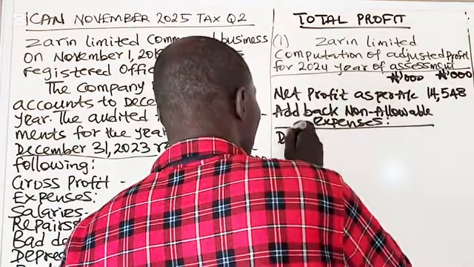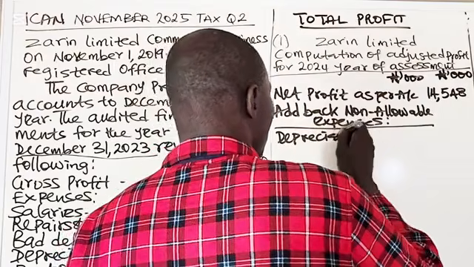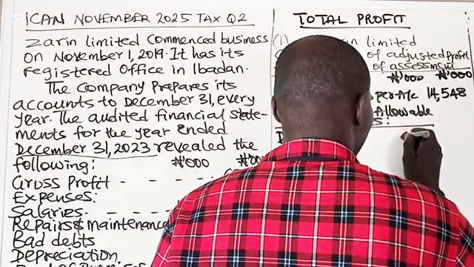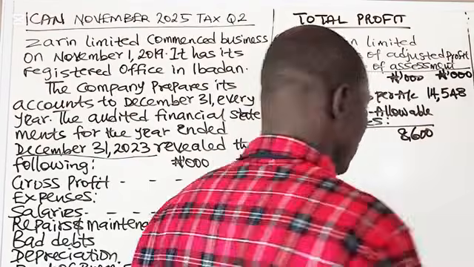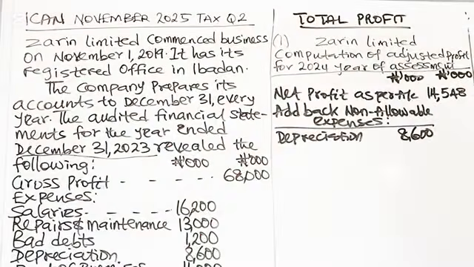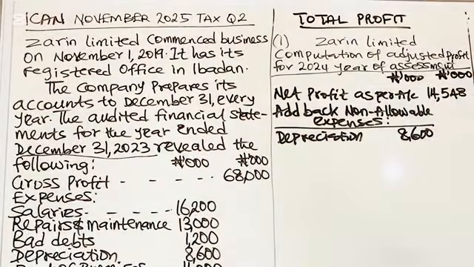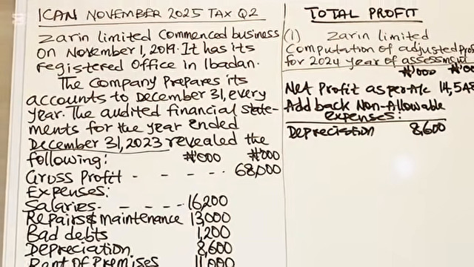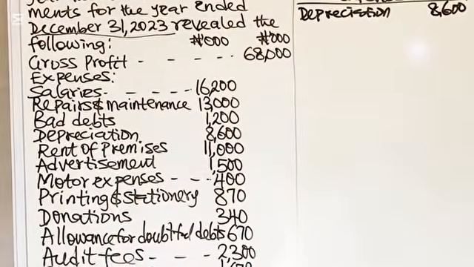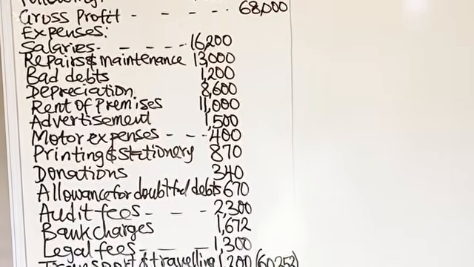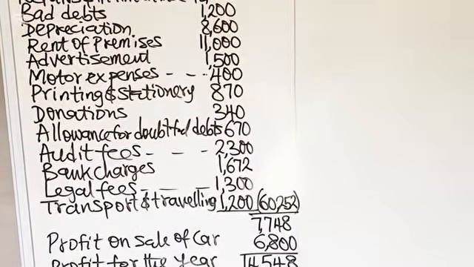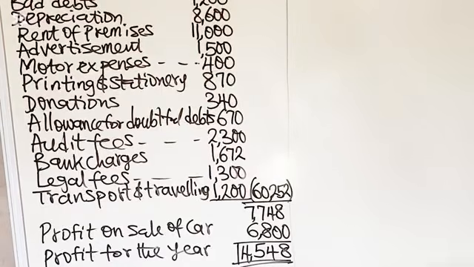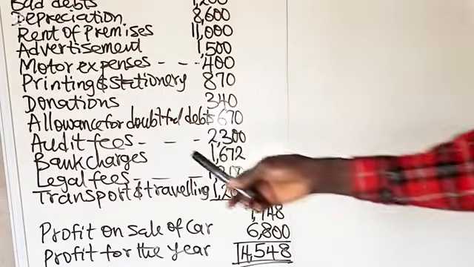So we have depreciation. Depreciation amounted to 8.6 million naira. Now, back to the statement of profit or loss. Rent of premises is allowable. Advertisement is allowable. Then motor expenses is allowable. Printing and stationery is allowable. Some donations are allowable. Donation given to an approved body is allowable.